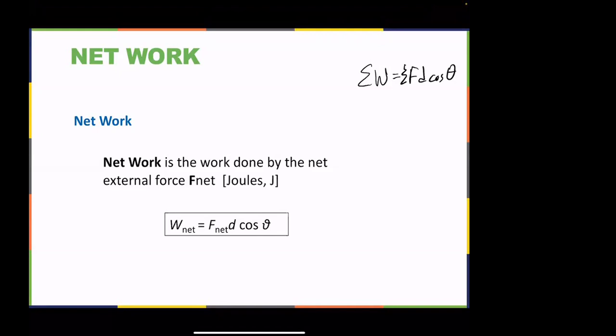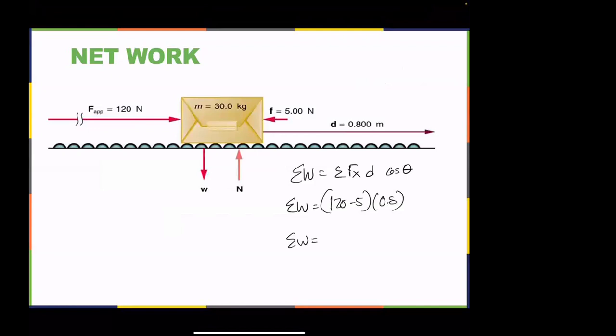All right, my notes are good. So in this problem, when we're doing our net force here, we would just take that 115 times 0.8, and we get 92 joules. That's the net work done, 92 joules.